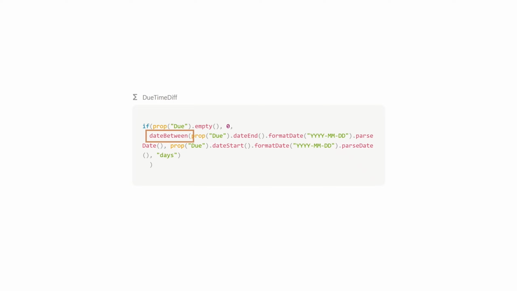We write date between, the due date end, the usual format date, then parse date to turn it into a Notion readable format. Why do we need to go extra steps to reformat it into YYYY-MM-DD? That's because right now we need a non-time sensitive due end since it will be used in the date calculations later that need non-time sensitivity. And then we surround the entire formula in an if statement that prevents errors in case due is missing.